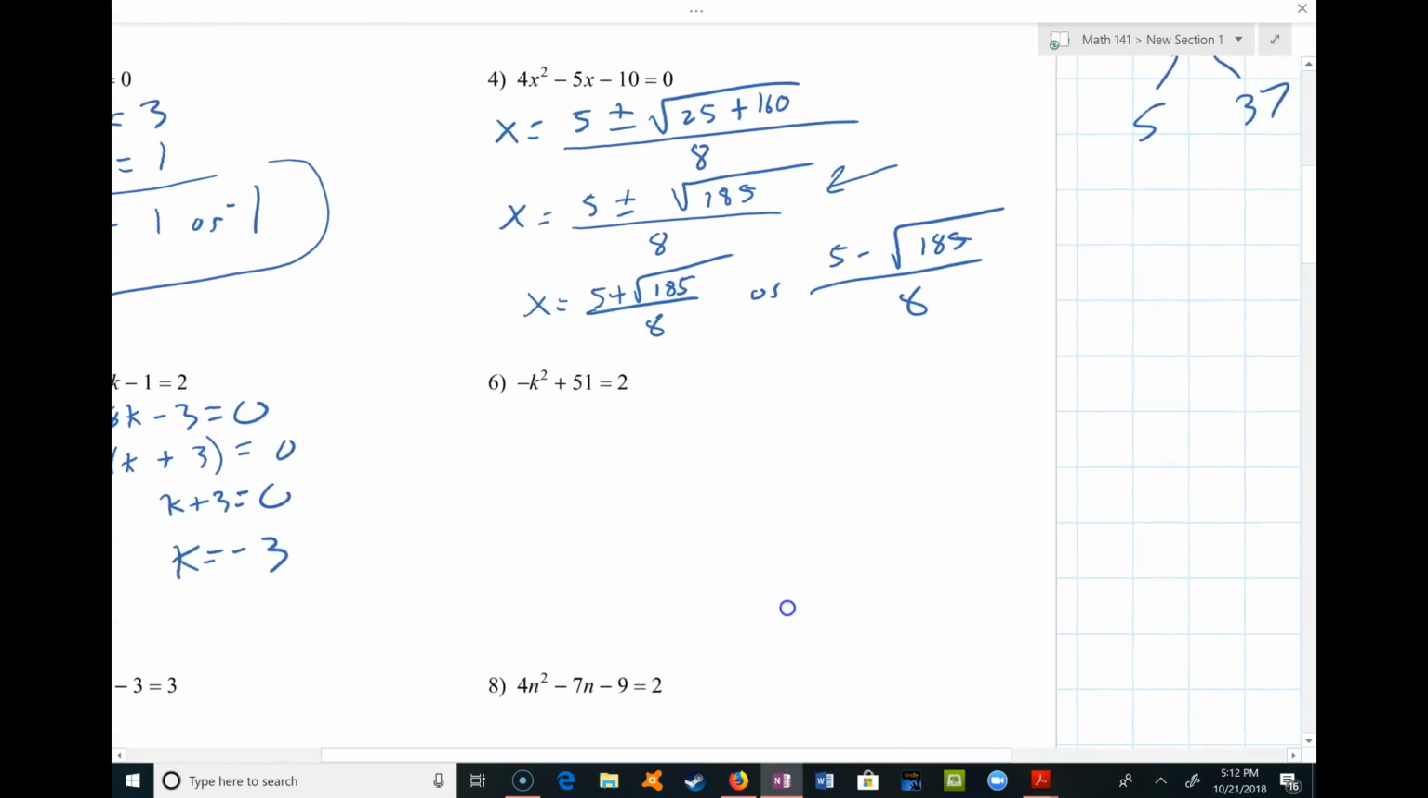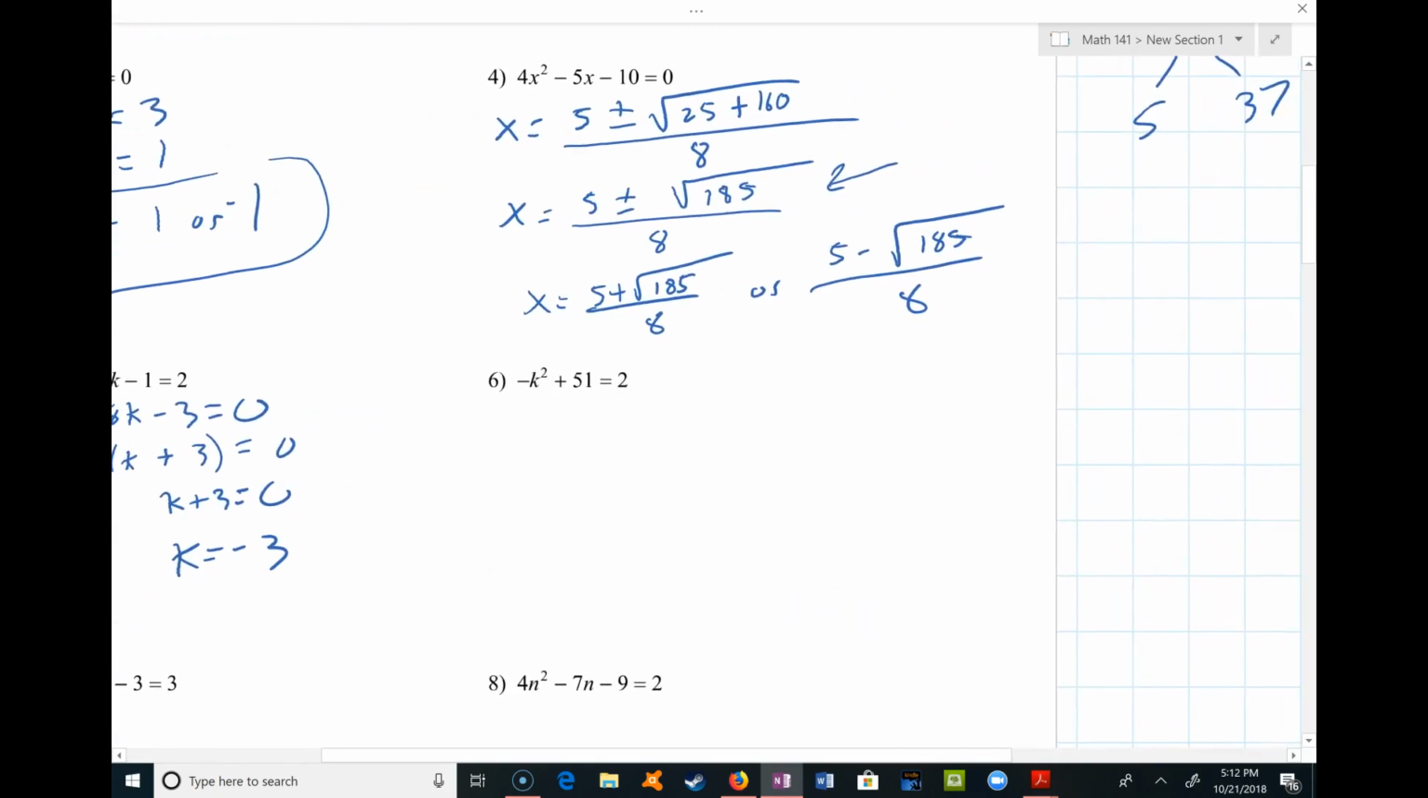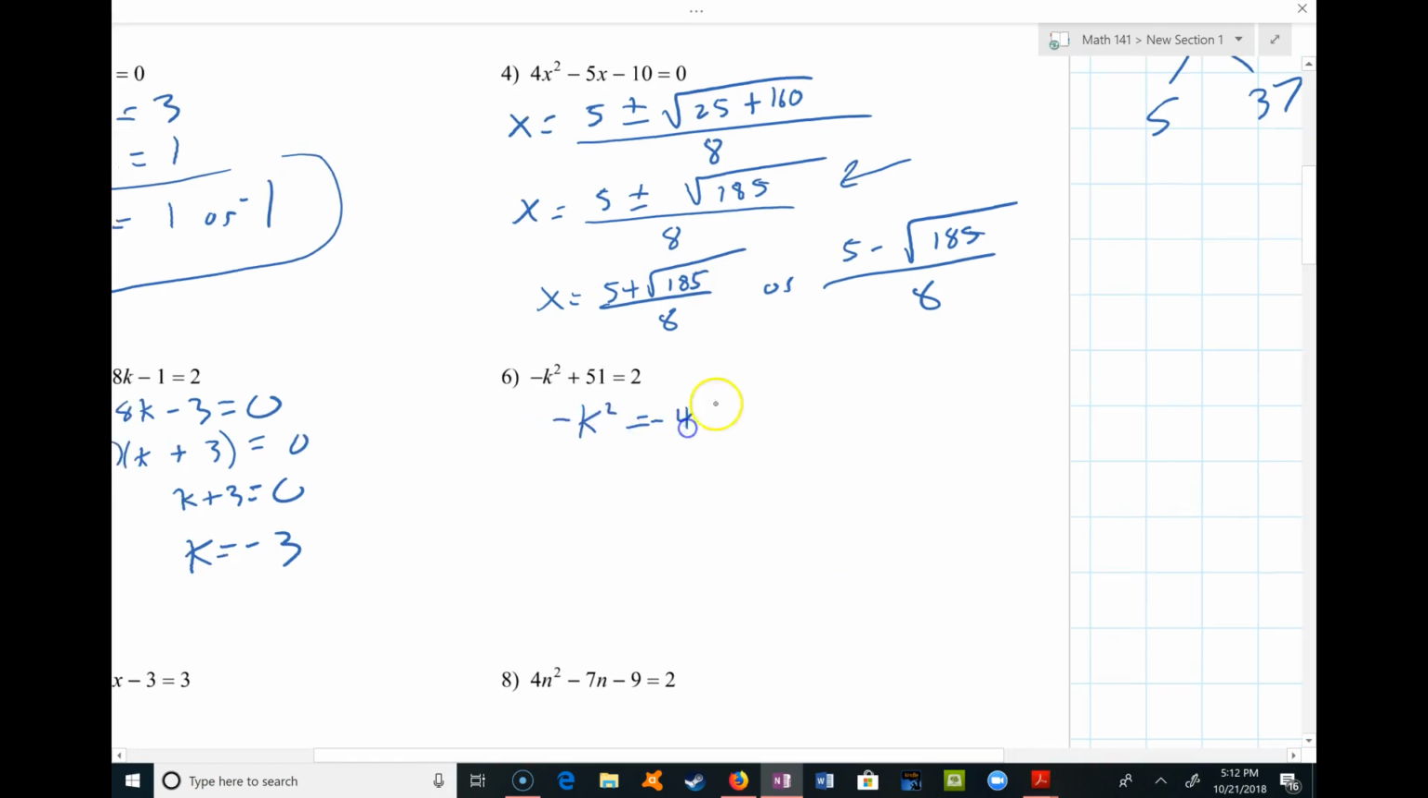Okay, here's another one that doesn't have a k, just has a k squared. So I'd subtract 51 from both sides, and I get negative k squared is equal to negative 49. Divide both sides by negative 1, and I get k squared is equal to 49, which means k is, well, that's an ugly k, sorry about that. That means k is equal to 7 or negative 7.